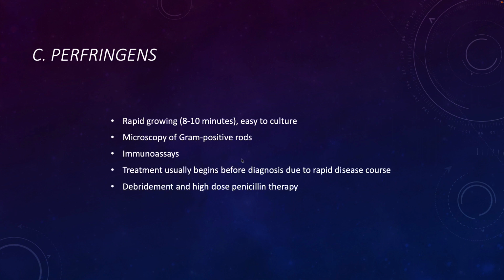Especially for patients who have the skin and soft tissue infections, treatment usually will begin before diagnosis because of the rapid disease course. And often that will include debridement, so removal of all infected tissue, and high-dose penicillin therapy. With those skin and soft tissue infections and the necrotizing enterocolitis, you can have anywhere from 40 to 100% mortality. So this is a very dangerous infection for your patients.